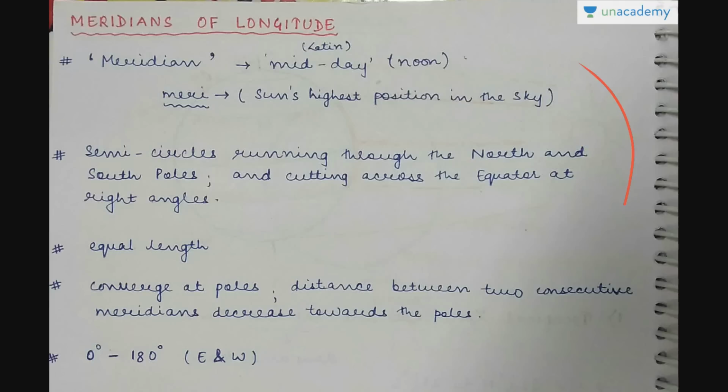They meet here at this pole, and the distance between two consecutive meridians is maximum at the equator, and the distance decreases toward the poles because they converge towards the poles. They are measured from 0 to 180 degrees, both east and west. Here it's not north and south, it's east and west.